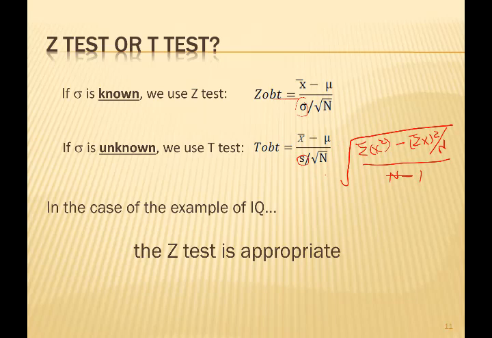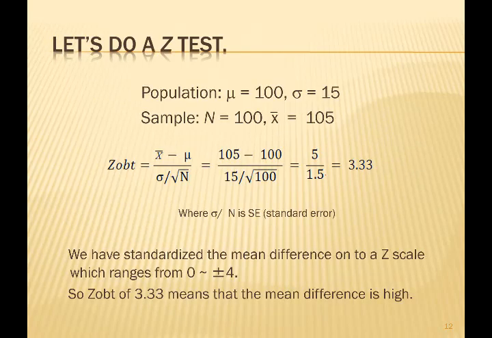In the case of the IQ pills example, we would do a z-test because the standard deviation of the population is known. Here's that information: the population information and the sample information. Let's do the calculation now for z obtained. Plugging in all the numbers, x bar is 105 minus the mean of 100, divided by the standard deviation of the population over the square root of 100 brave souls. So the calculation comes out to be 3.33.